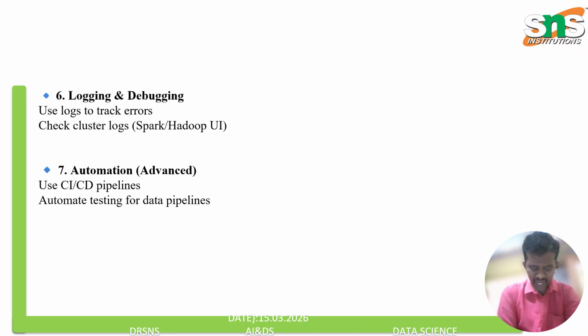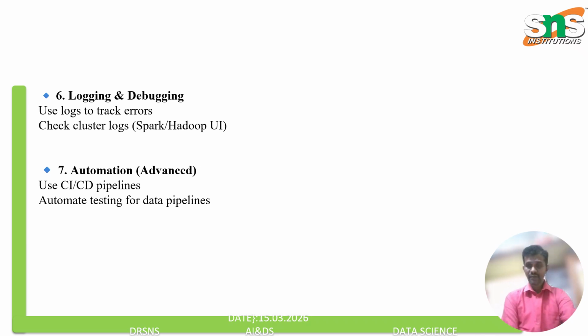Next, logging and debugging. What is meant by logging and debugging: first, we use logs to track the errors, like doing a compilation. Compilation is used to identify whether there is any error in a program. Likewise, we can use the logs to track the errors. We can check the cluster logs, that is, Spark and Hadoop. By using the UI, you can check what errors have been tracked.